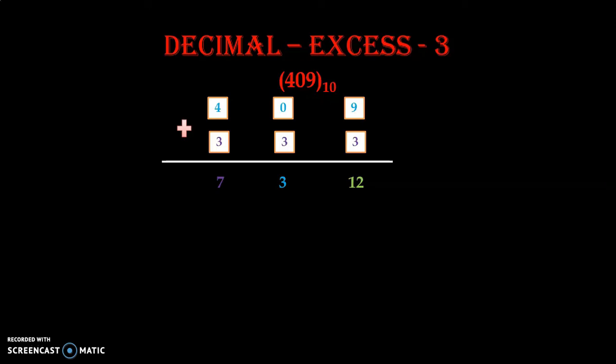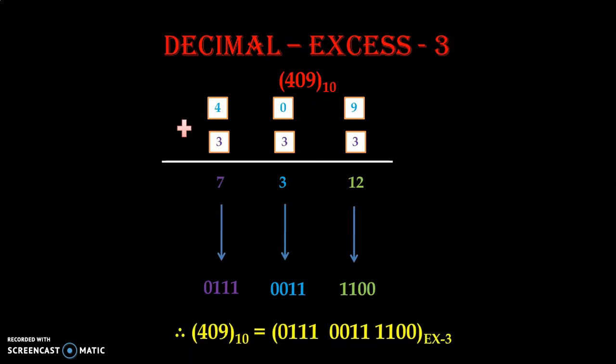Now the next step is very simple. We have to convert each decimal number into an equivalent binary number in a group of 4 bits. So 12, we know that it is 1100. For 3, it is 0011. For 7, it is 0111. So this conversion is over, and we can directly write the answer. For the decimal number 409, the equivalent excess 3 number is 0111 0011 1100.